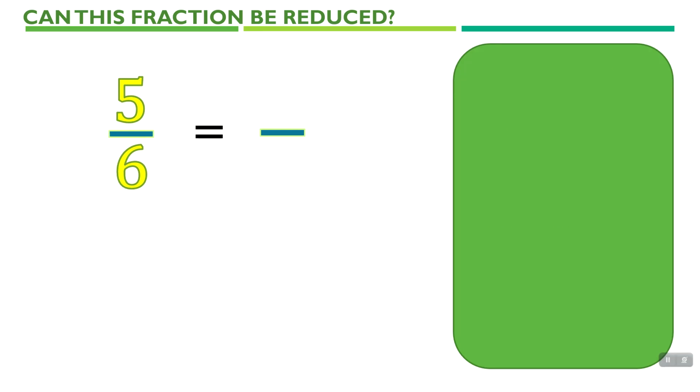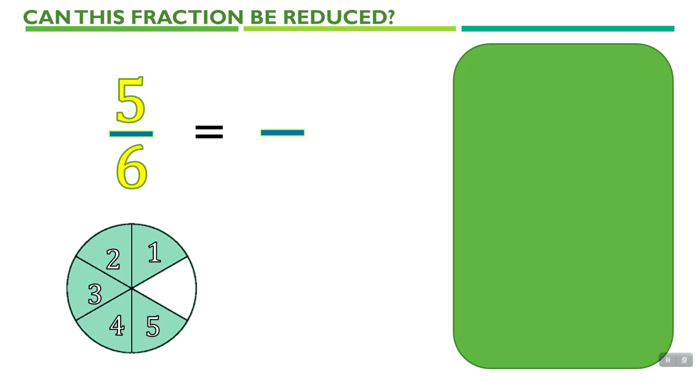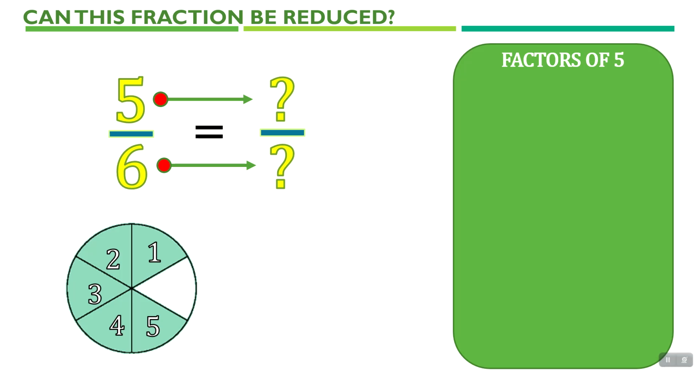Let's look at 5 over 6. Can 5 over 6 be reduced any lower? 5 over 6 we can represent with this diagram, 5 parts out of 6. And we want to know, is there a number we can divide 5 by and 6 by to give us smaller numbers? Let's list the factors of 5. What two numbers can we multiply to give us 5? Well, there are only two numbers, 1 and 5.